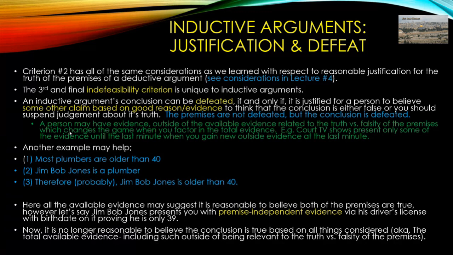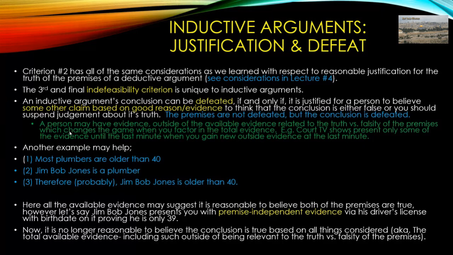Well, remember, the inductive argument's conclusion is not necessarily guaranteed by the truth of the premises. So it's possible the premises are true and yet the conclusion is still false. And that means that an argument's conclusion can be defeated. So again, when we're talking about defeat, it's the conclusion, not the premises or the argument as a whole, that's defeated. It's the conclusion that is defeated if and only if, quote, it is justified for a person to believe some other claim based on having good reasons or evidence to think that the conclusion is either false or that one should suspend judgment about the conclusion's truth. So again, the premises are not defeated, nor is the argument. It's the conclusion that is said to be defeated in this criterion. And in order for it to be an inductively strong argument, the conclusion can't be defeated. It has to be undefeated.